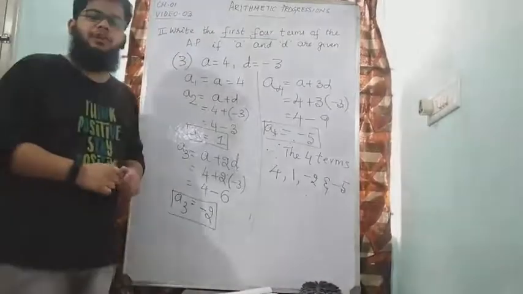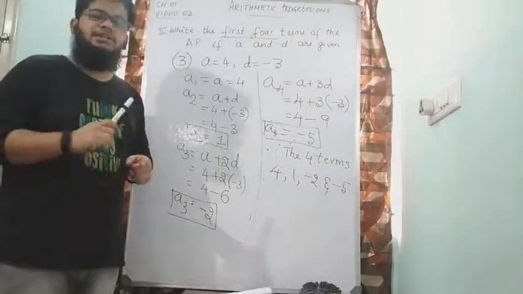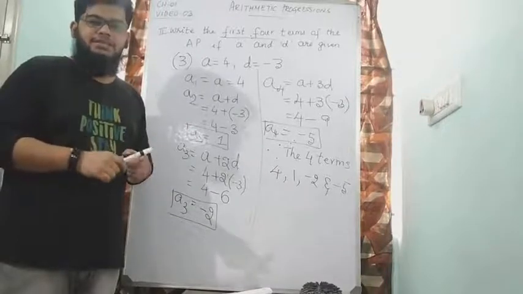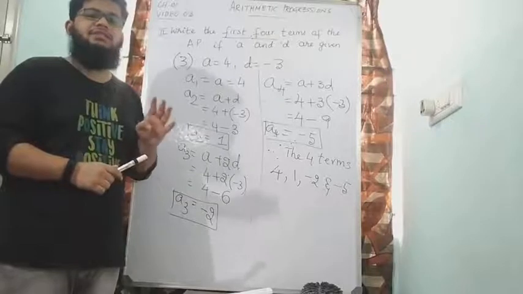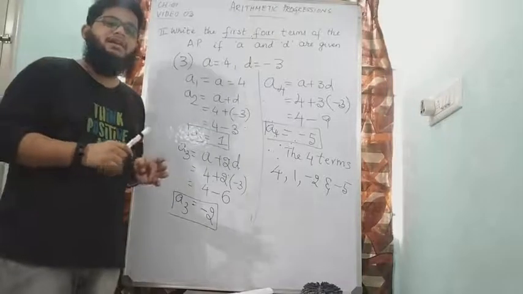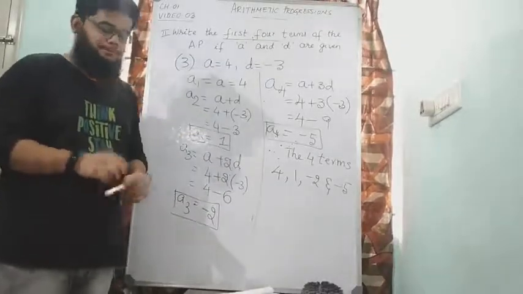So let us recall what we are doing in this main. In this main there are two values that are given to us. That is the value of A and D. A is first term, D is the common difference. By using the value of A and D, we are supposed to find first four terms of the AP, which is A1, A2, A3 and A4, and this is how we do it.